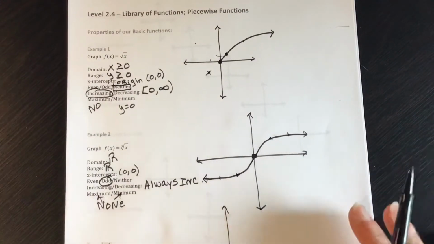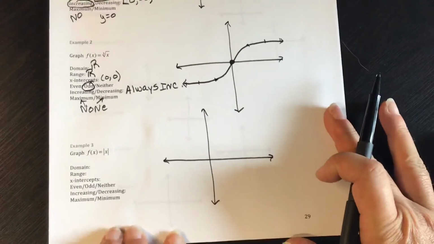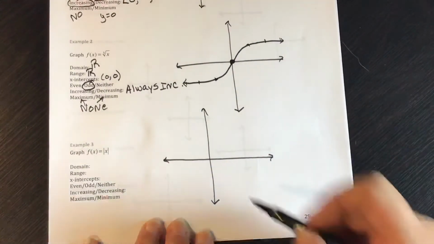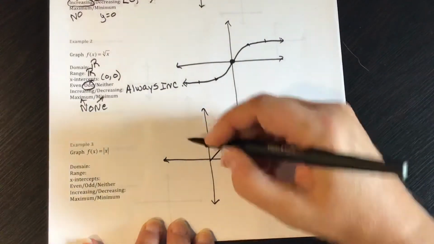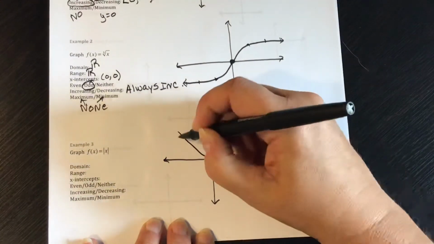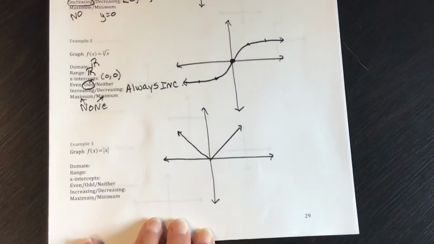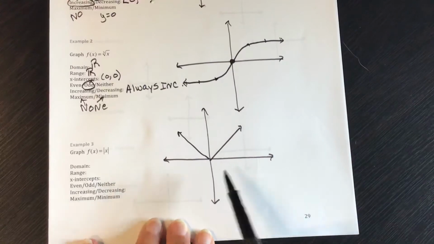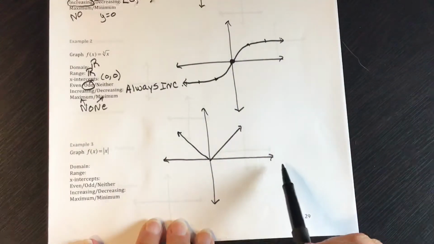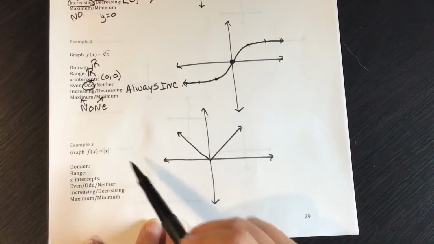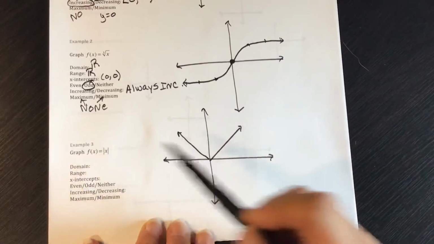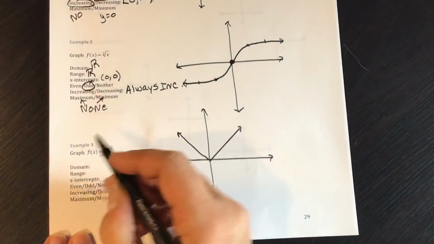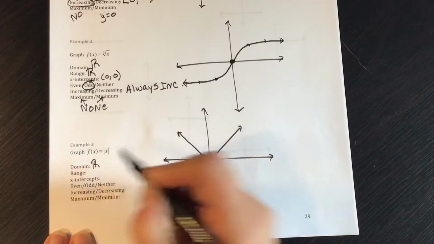The next function is an absolute value function, and we've looked at these before, like in Algebra 1 and Algebra 2, and we know that the absolute value function makes a V. The domain of an absolute value function is any x value. I can put any number in for x and get a y value. So there's no restrictions here. So my domain is all real numbers for x.